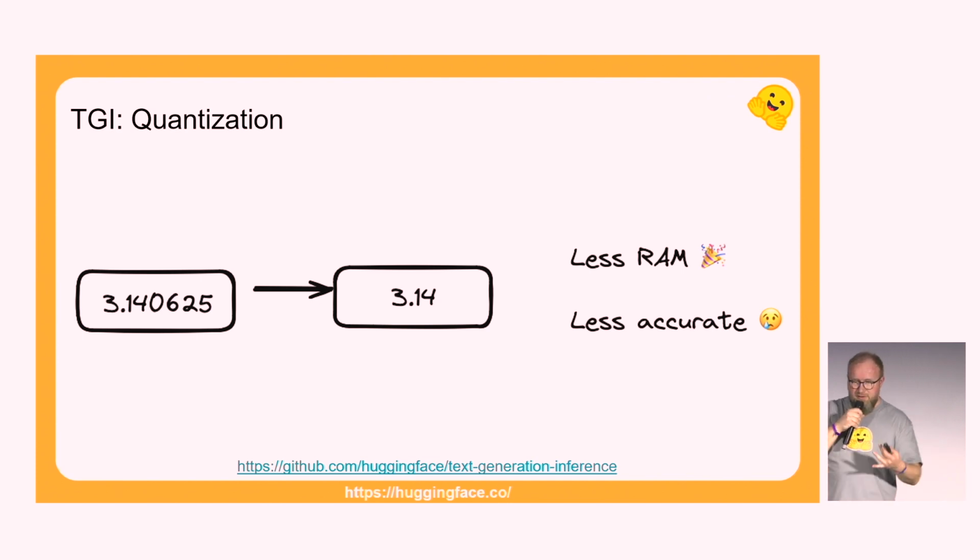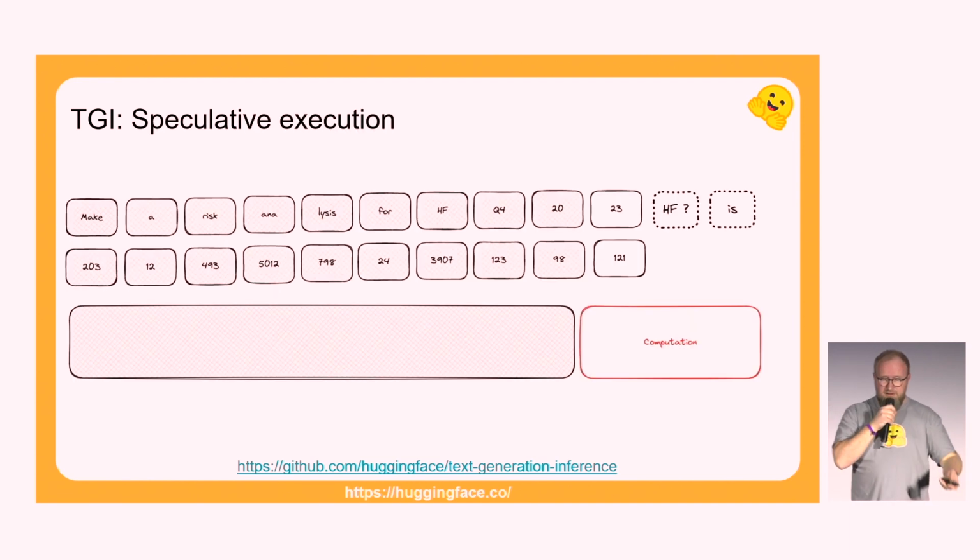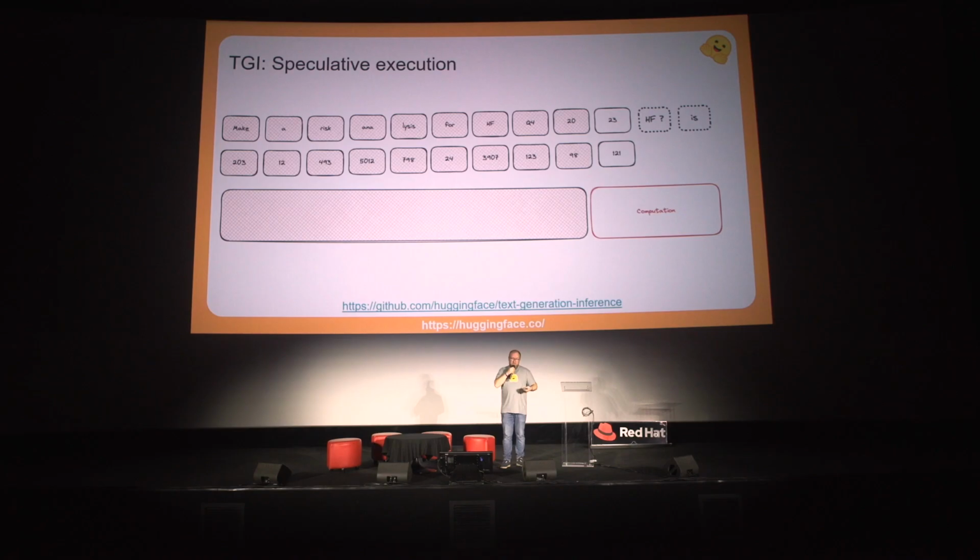So it's some kind of trade-off that you have to do or not. We also added an improvement, which is speculative execution. We are trying to guess what the next token will be, because tokens are generated one by one. Because we have a lot of compute, we try to guess, and sometimes it works and sometimes it doesn't.